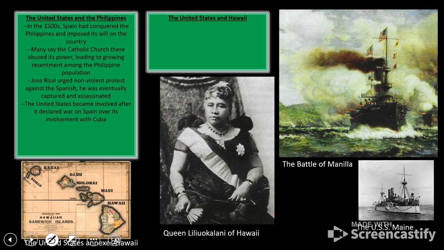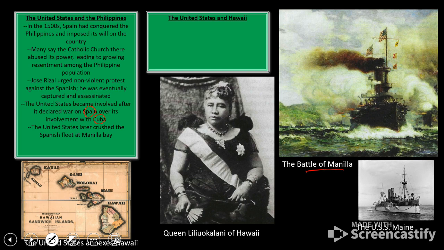And the United States almost accidentally becomes involved in the Philippines after it declares war on Spain over its involvement with Cuba. Cuba, the island nation just off the coast of Florida in the United States, was a Spanish colony. There was a movement there to become an independent country, but the United States saw that it could oust the Spanish from Cuba and take it over as a colony, which they did. And they also did it in the Philippines as well. The United States later crushed the Spanish fleet at Manila Bay, the Battle of Manila.